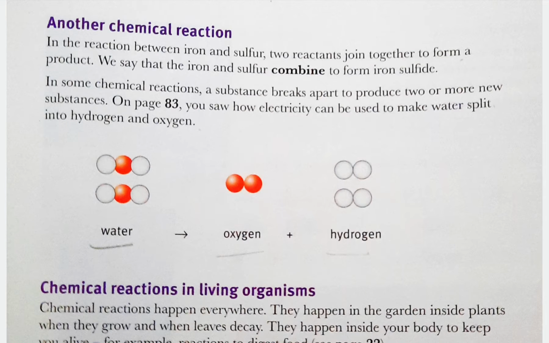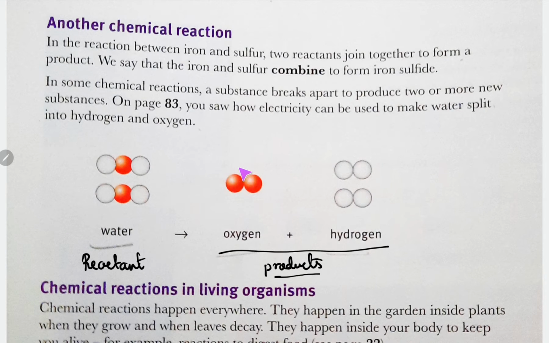Here the electricity is used to split what? Water, to form oxygen and hydrogen. So, here this is the reactant, and these two are the products. Okay, these two are the products. Clear? So, here in a chemical reaction, a substance breaks apart to produce two or more new substances. It produces oxygen and hydrogen. Clear? So, this is the reactant and these are the products.